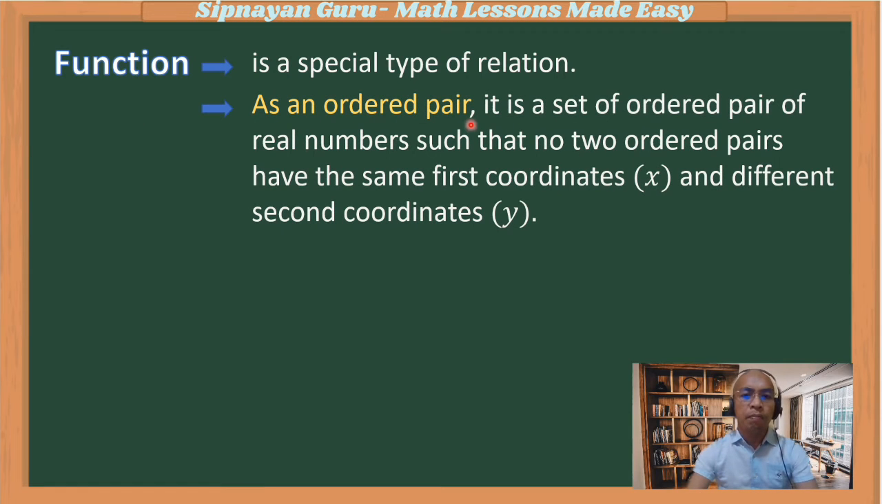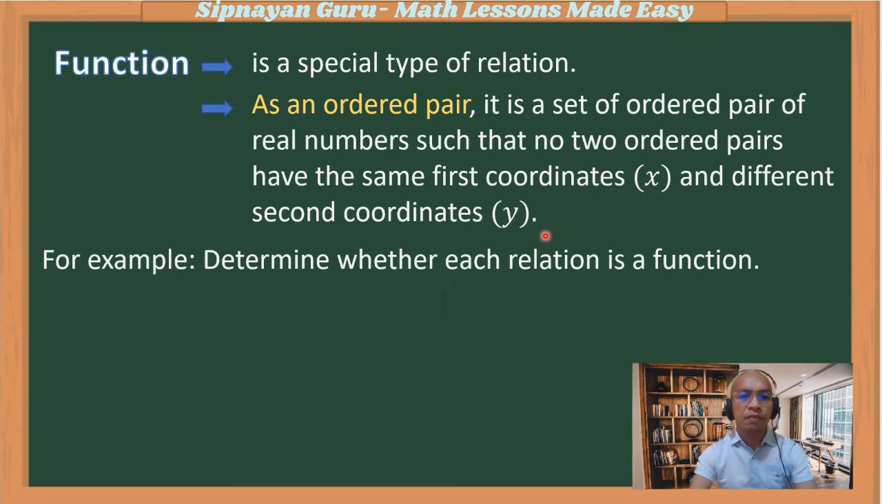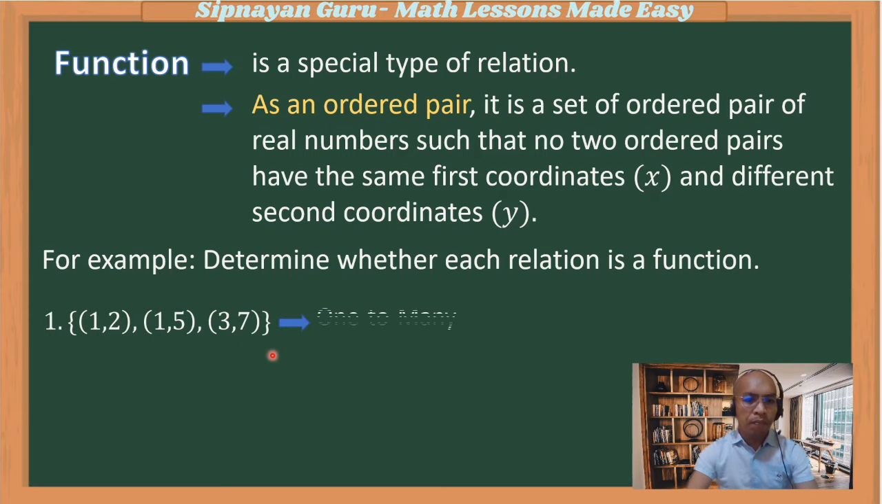As an ordered pair, a function is a set of ordered pairs of real numbers such that no two ordered pairs have the same first coordinate, the x, and different second coordinates, the y. So let's have an example. Determine whether each relation is a function. For the first relation, the elements are (1, 2), (1, 5), and (3, 7).